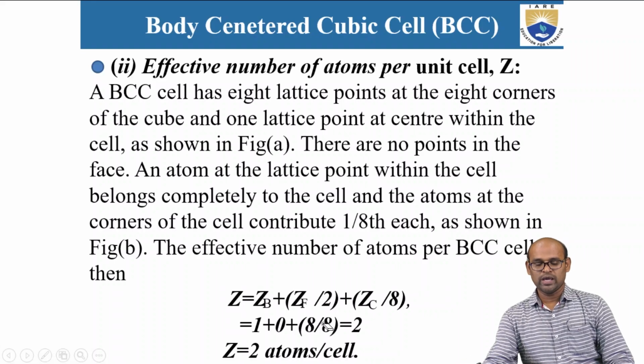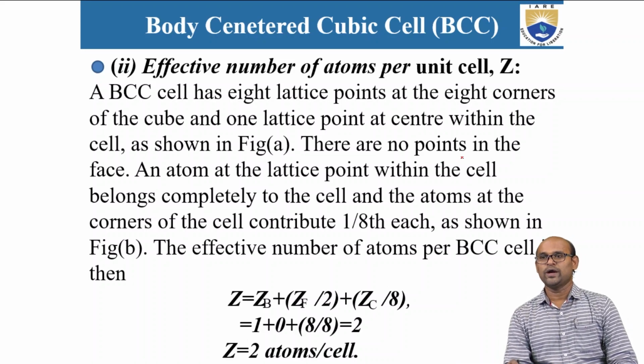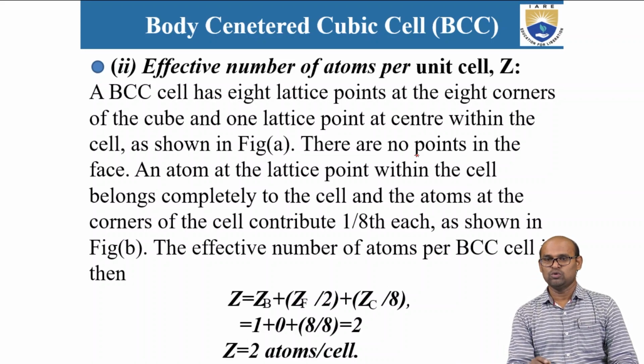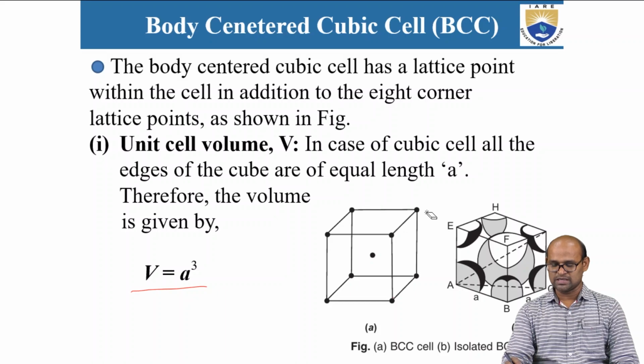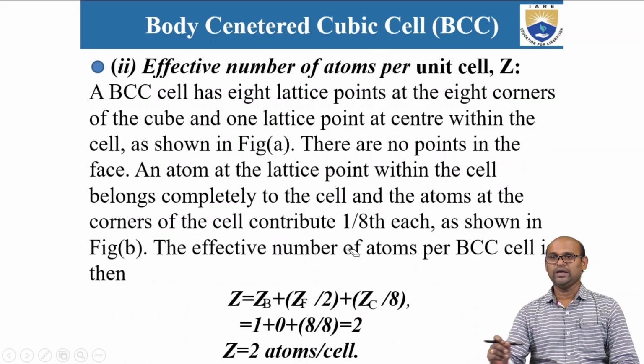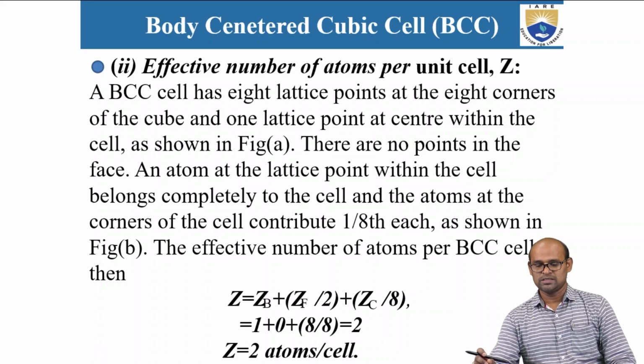So a BCC cell has 8 lattice points at the 8 corners of the cube and 1 lattice point at the center within the cell, as shown in the figure. There are no points on the faces. So this is one face, there is no point. No face has a lattice point. Only the 8 corners have 8 lattice points, and there is a point at the center of the body.